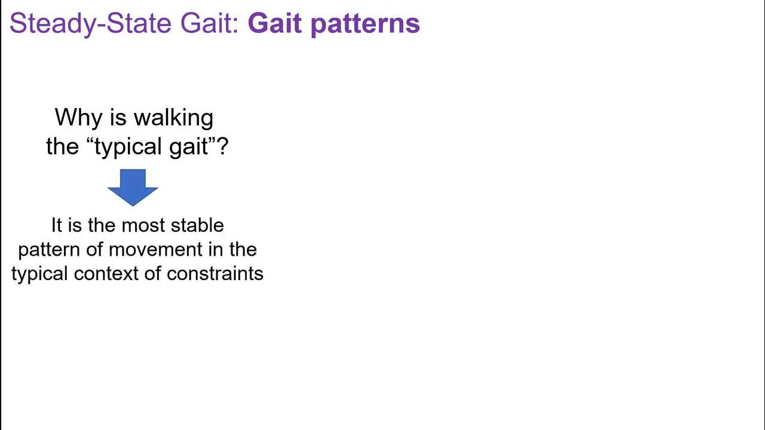Let's turn now to considering steady-state gait. We'll spend nearly all of our time in class looking at walking. The reason for this is simply because walking is the most typically used gait pattern. So, the first thing that you might want to ask is, why is walking the typical gait pattern? Walking is typical for healthy young adults because it represents the most stable form of movement in the typical context of constraints. We can gain an understanding of this by thinking about the gait patterns that are preferred when the context of constraints is non-typical.